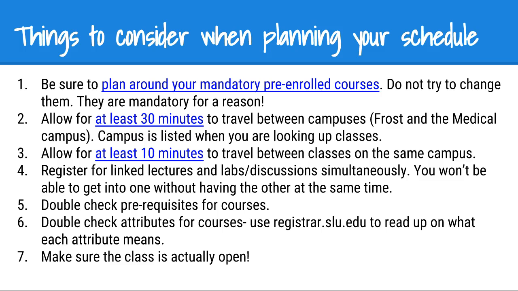Number 4, register for linked lectures and labs or discussions simultaneously. Number 5, double-check prerequisites for courses. Number 6, double-check attributes for courses. Use registrar.slu.edu to read up on what each attribute means. And finally, Number 7, make sure the class is actually open. More information on these individual aspects will be brought up as we continue.